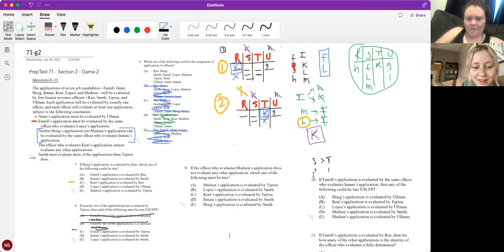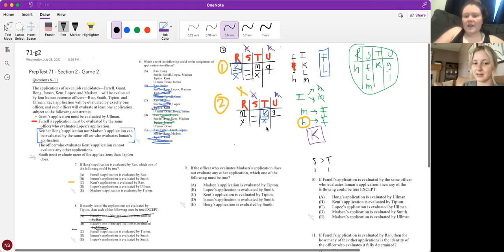Okay, so 9 says that the officer who evaluates M does not evaluate any other application. So M has to be by itself. I'm looking at both of our worlds here. I had a G here, and M's by itself, so I'm going to put an M here. And the other one, I'm going to put an M in there. And so who do we have left then? We have F and L, and then H and I. So we just know that H and I cannot be together.